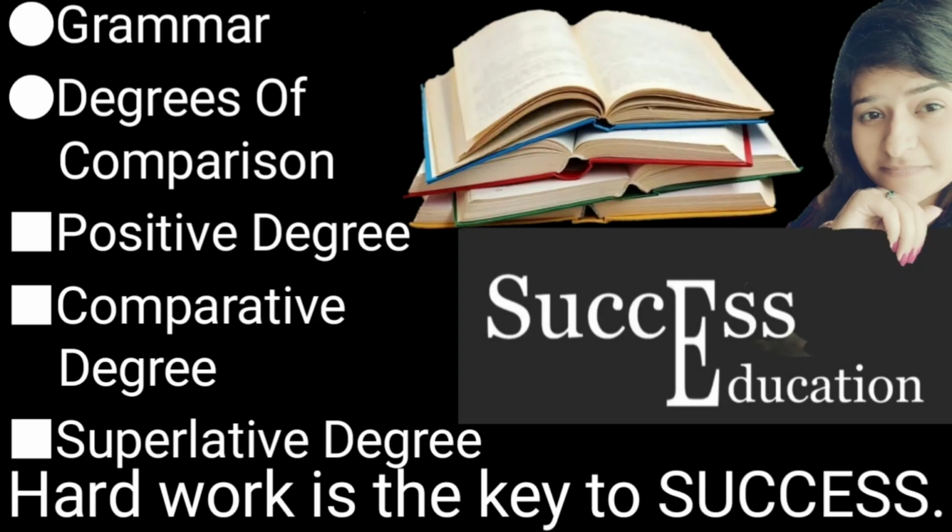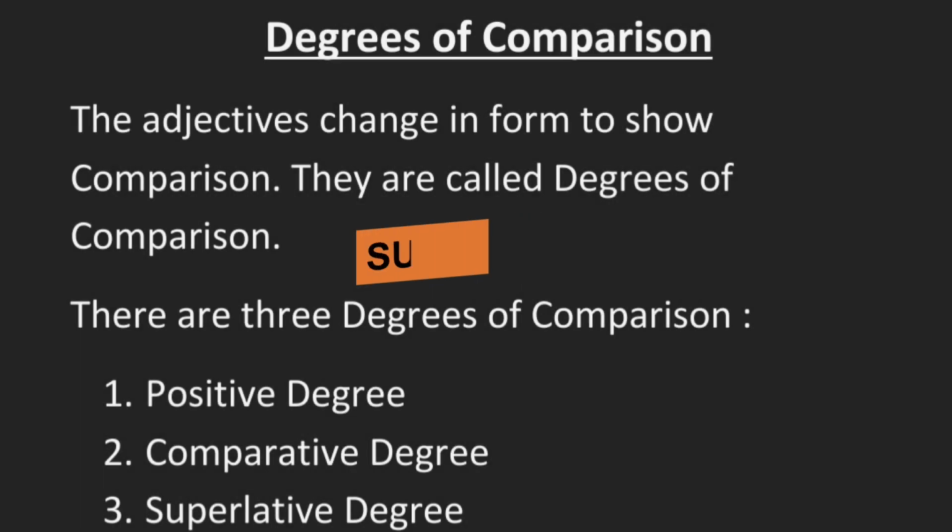In this video, we'll see a topic of grammar, that is degrees of comparison. Right. So we'll start with the information as the adjectives change in form to show comparison. They are called degrees of comparison. And I hope you know what is the meaning of adjectives. Adjectives are the terms which are used to address the noun, right? Means you need to say about the quality or quantity of the noun, right? So that adjectives when change in different forms, that are called the degrees of comparison, right?